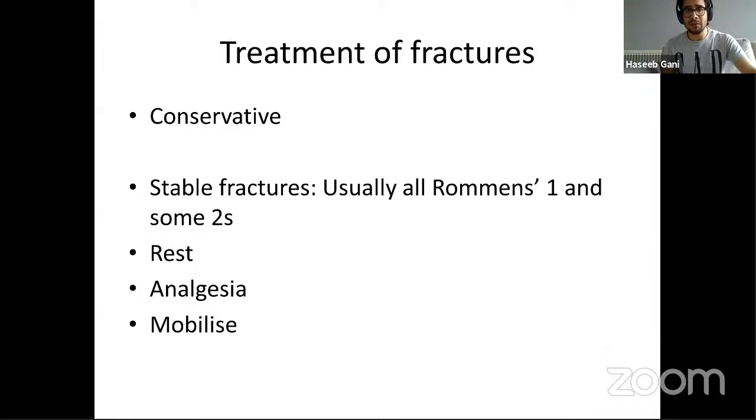So how do you treat them? So stable fractures, the principles are the same. Stable fractures are treated conservatively, which means most Rommens 1s and some of Rommens 2s. And we give them analgesia, maybe rest for a few days, and the goal is to mobilize as early as they can. Get them out of bed, mobilize full weight bearing. There is no concept of non-weight bearing, bed rest. You mobilize, ask them to walk with whatever aids. It's usually a Zimmer frame, but they need to walk.